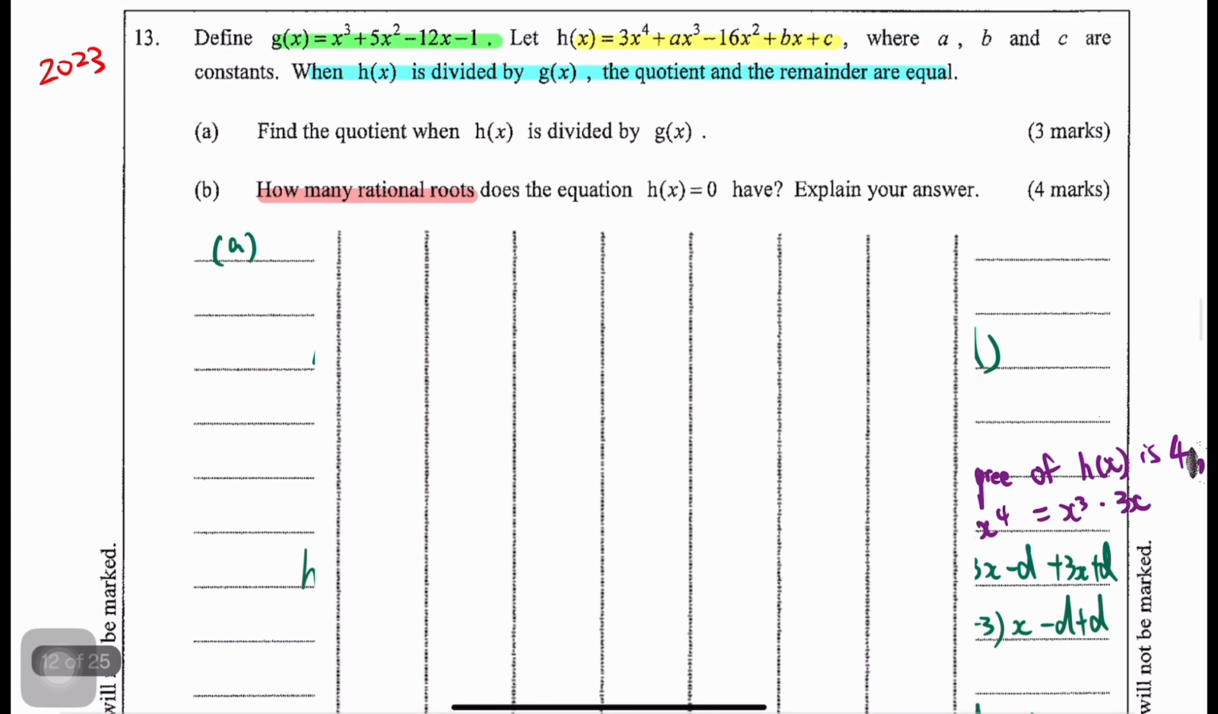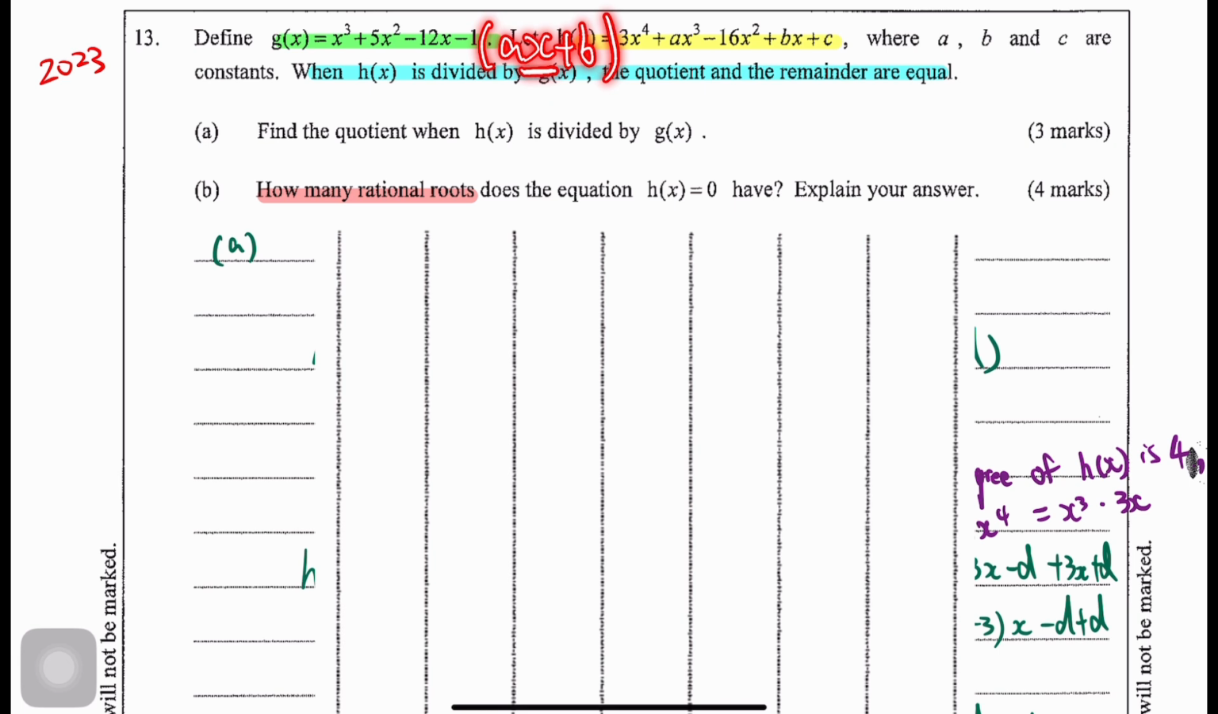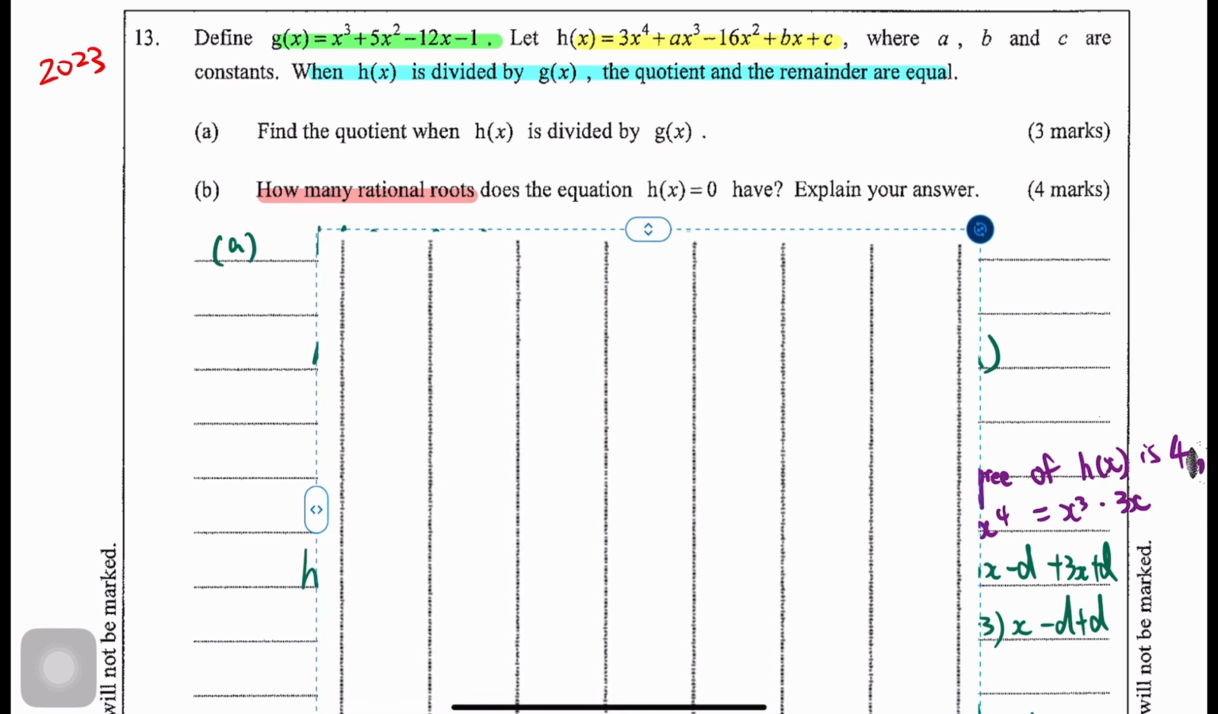So how do we do it? We know that when this one is divided by this one, the quotient and remainder are equal. And you know that the quotient should be something like ax plus b, right? So the highest degree of this quotient will only be 1, to make it multiply together to be power 4, just like what we did in the 2020 paper. So first, write out the division algorithm. Although it seems very difficult, we just do it step by step.